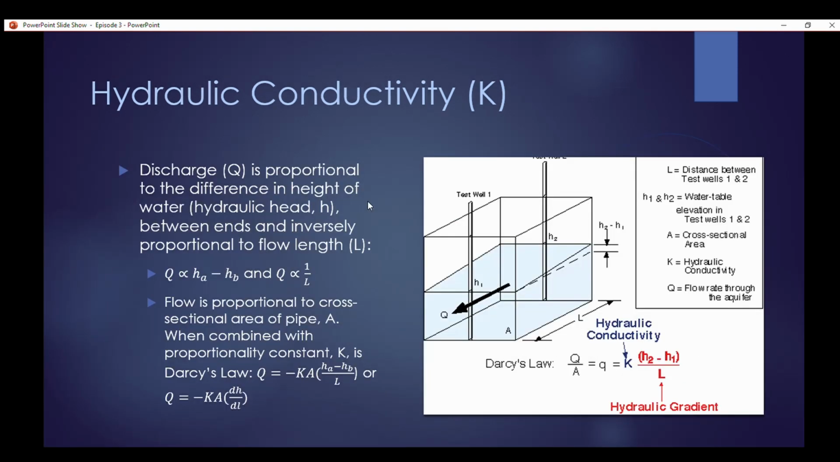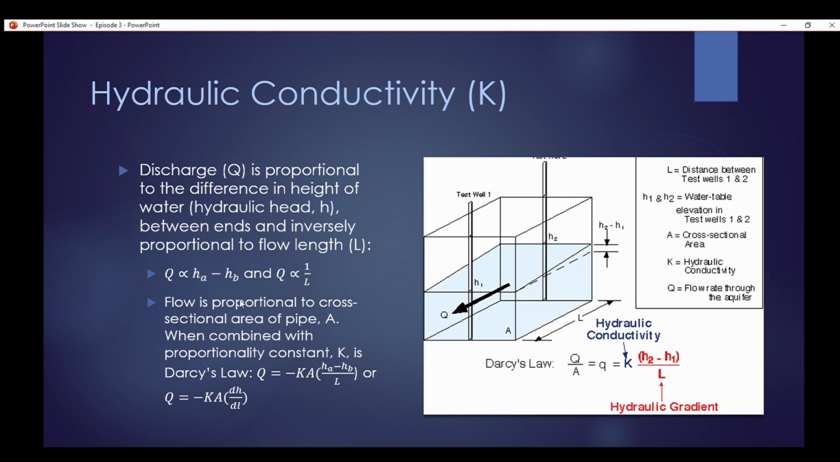And discharge, which is Q, is proportional to the difference in height of water, which is the hydraulic head, between the ends, and inversely proportional to the flow length. So if this simplifies it, the symbol means proportional. Q is proportional to the difference between hydraulic head A and B. And Q is inversely proportional to length, the flow length.